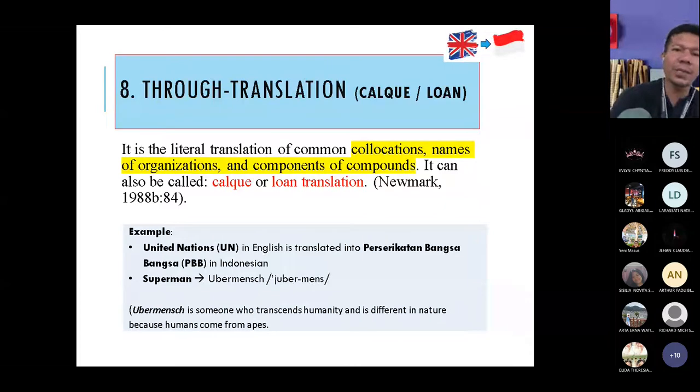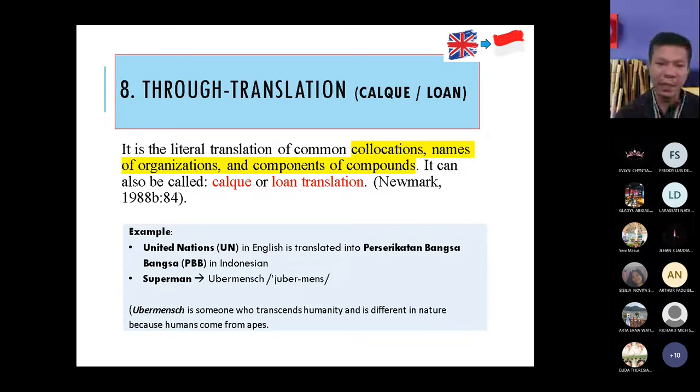It is the literal translation of a common collocation, name of organization, and components of compound word. It can also be called calque or loan translation. For example, United Nations, in English, we translate in Bahasa Indonesia into Perserikatan Bangsa-Bangsa. The second example, Superman. In English, the word Superman.